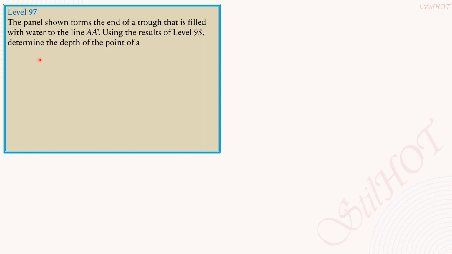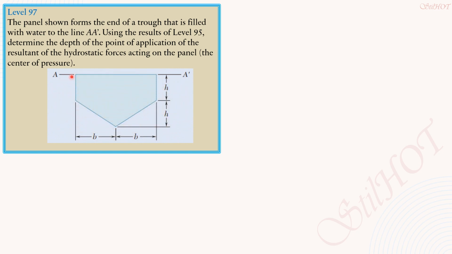Level 97: the panel shown forms the end of a trough that is filled with water to the line AA'. Using the results of level 95, determine the depth of the point of application of the resultant of the hydrostatic forces acting on the panel, which is the center of pressure. So here is the given figure. Again, this is the water line level AA'.